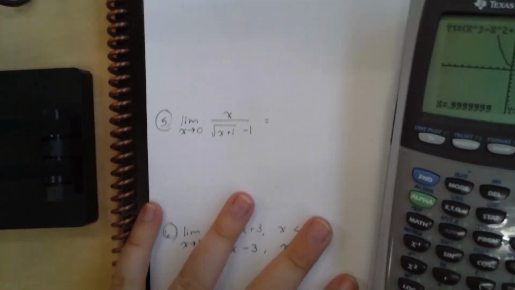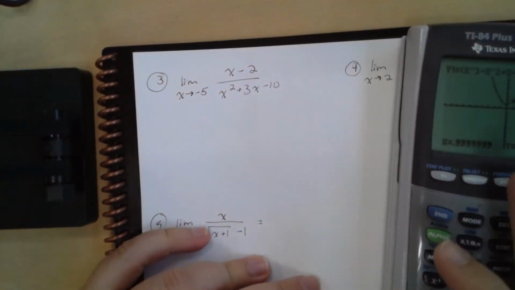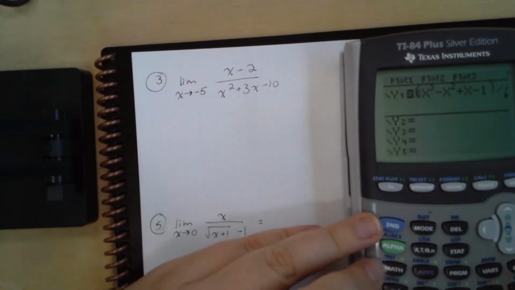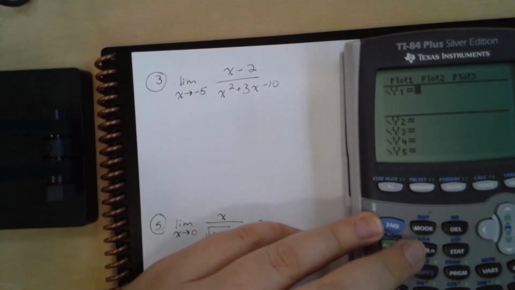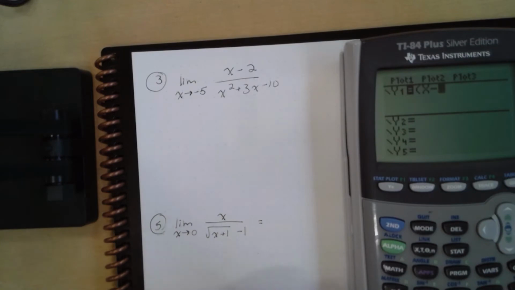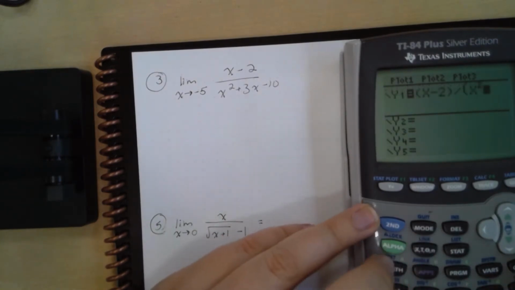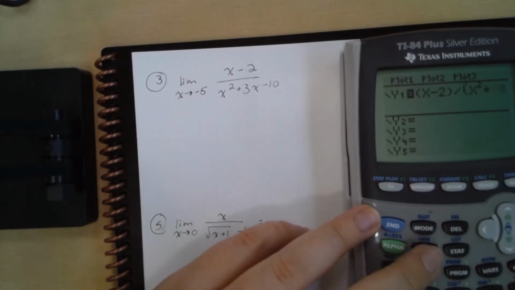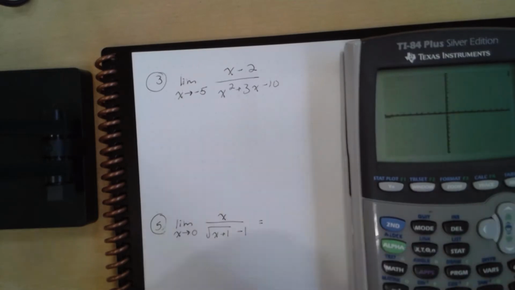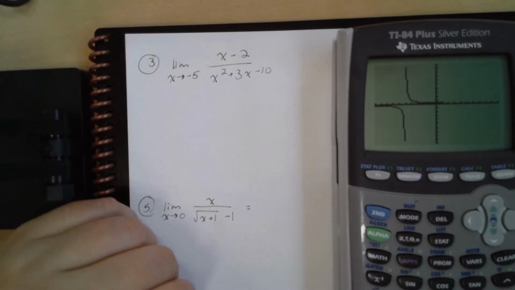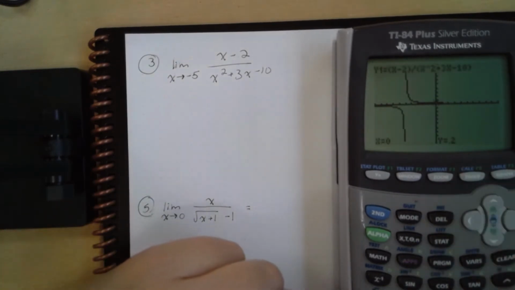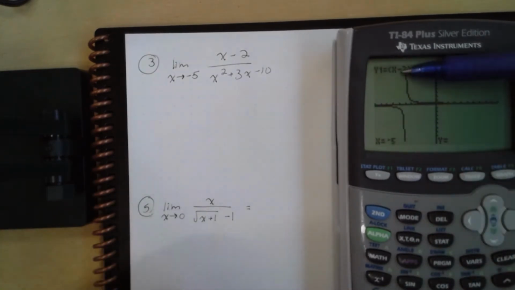For number 3 here, we have the limit as x approaches negative 5. Again, I'm going to put this in my calculator. So I have x minus 2 divided by x squared plus 3x minus 10. If I graph this, I'm getting some asymptotes, it looks like. If I trace at negative 5, I have nothing. It looks like negative 5 is exactly where our asymptote is.